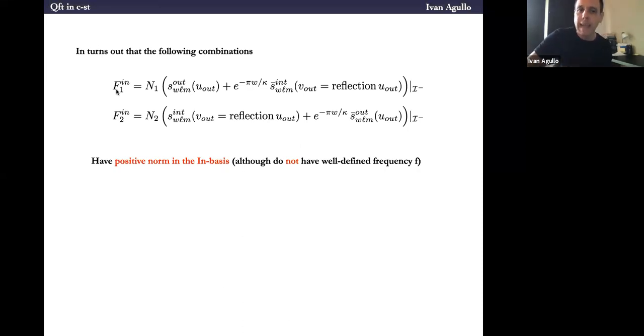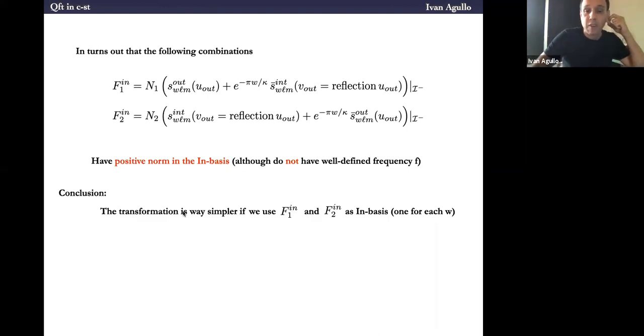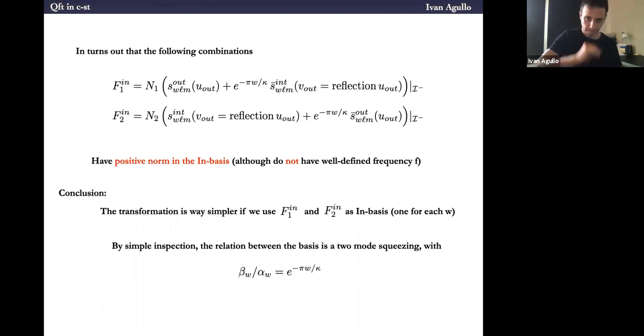So what I am telling you is that the evolution is really two-mode to two-mode, but we initially started from the incorrect in modes. If you choose other in modes, these ones, it is manifest that the evolution is two-mode to two-mode. So the conclusion: I am not proving why, but one can prove it. The transformation is way simpler if you use F1 and F2 as the in basis, one for each frequency, of course. And then the evolution from in to out is two-mode squeezing.